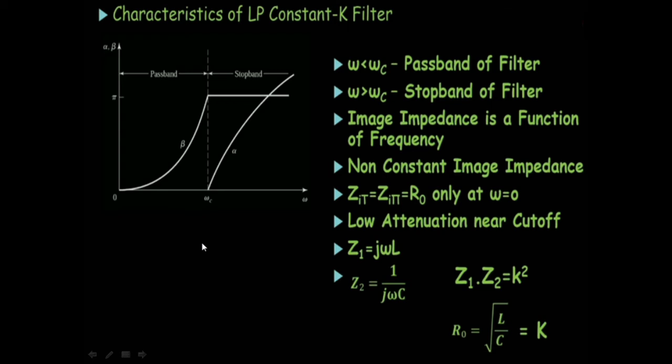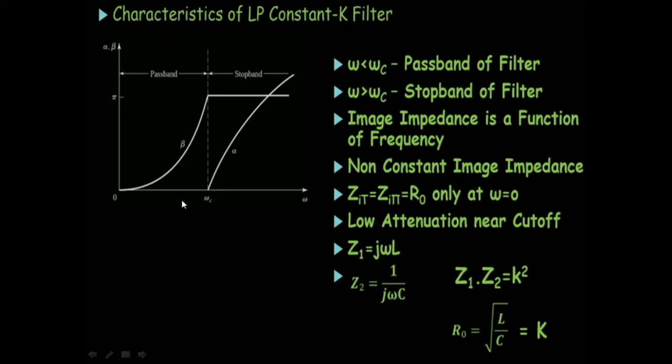For the low pass filter, if we take the cutoff frequency omega c, below it the signal has to be allowed, and above that the signal has to be attenuated. That's the condition. So the attenuation constant for the low pass filter is represented as alpha, and the phase constant is represented as beta. Based on that, we will say there is a passband and there is a stopband.